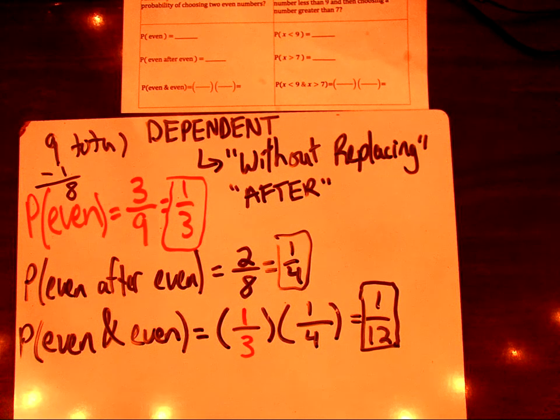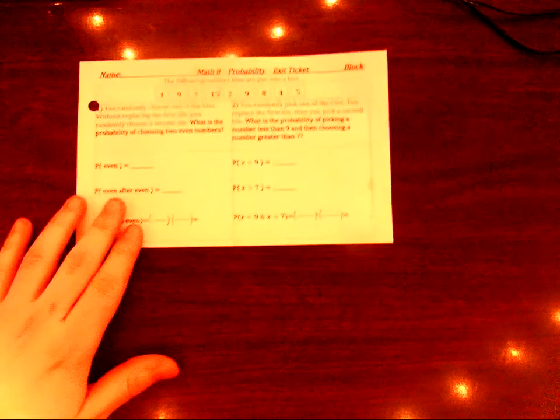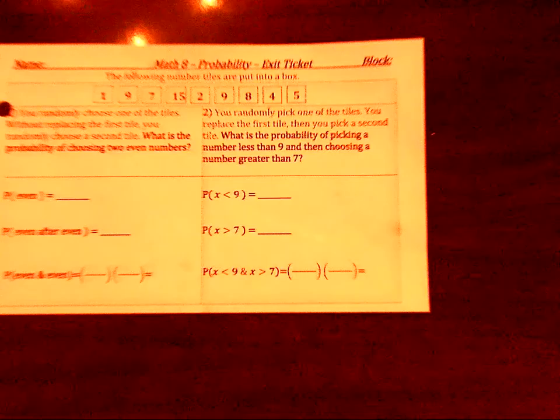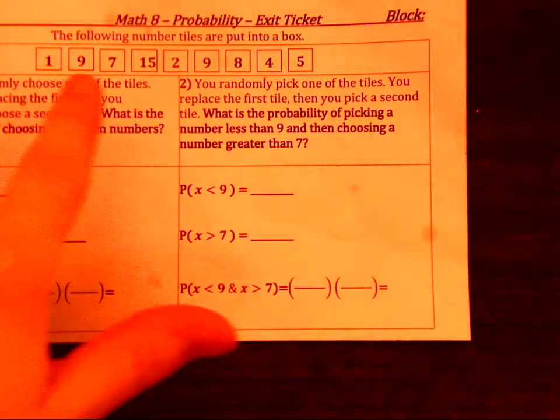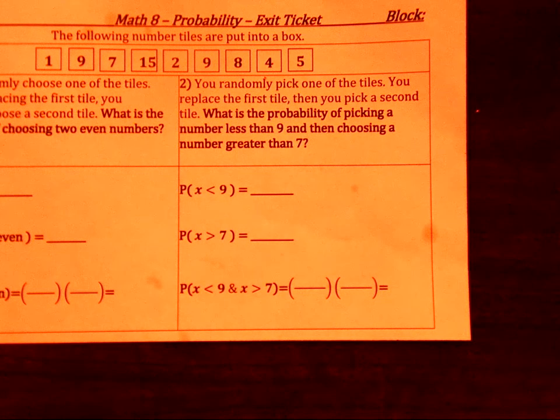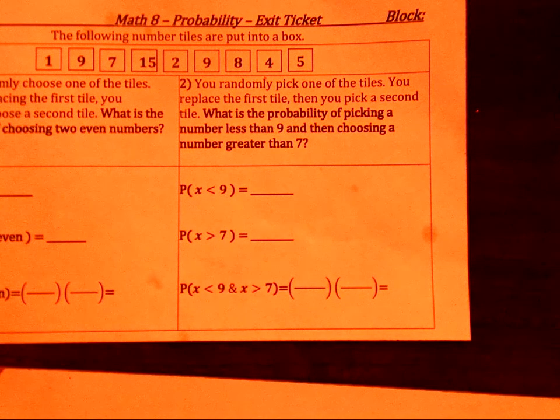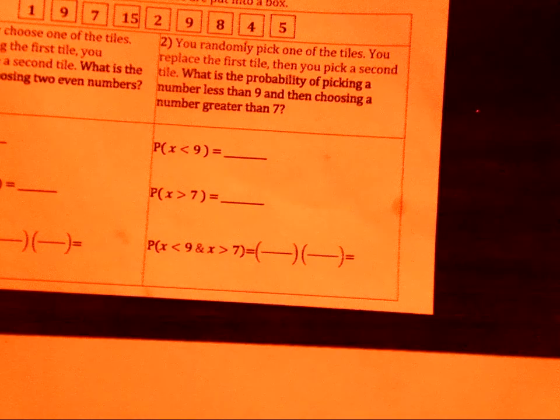Alright, so now let's erase this real quick, and in the meantime, I'll read that second one. Again, you're just using the same tiles for the second part, but it says you randomly pick one of those tiles, you will replace the first tile, then you pick a second tile. What is the probability of picking a number less than 9 and choosing a number greater than 7? So again, we'll find those two events separately, and then we will multiply them together.